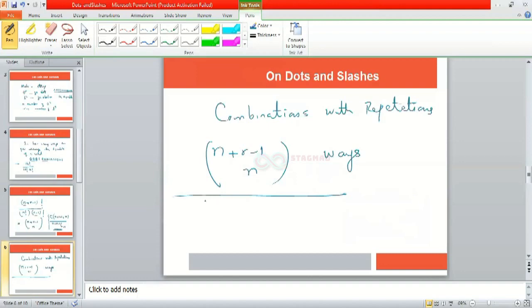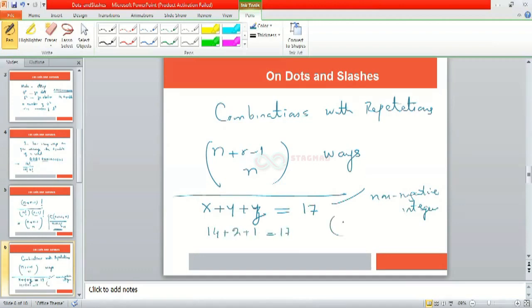A Diophantine problem is named in honor of Diophantus, a Greek mathematician who wanted integer solutions to certain polynomial equations. Here I have a linear polynomial equation in 3 variables, x plus y plus z equals 17. I want to know the number of solutions to this equation in non-negative integers. So I could have a solution like 14 plus 2 plus 1 equals 17. This is one solution: the triple 14, 2, 1.